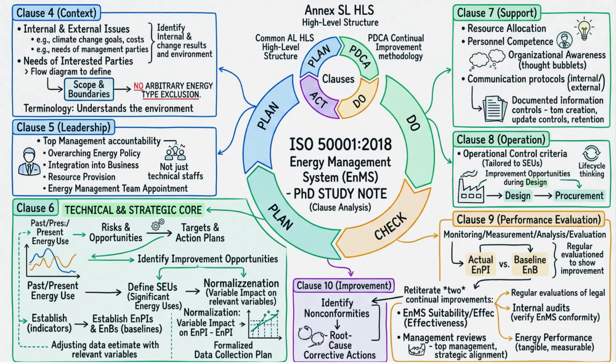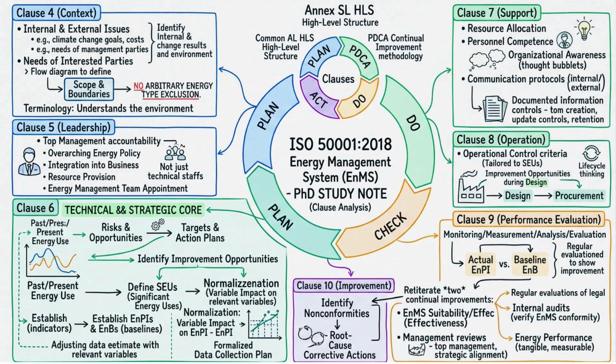Shifting to the right side of the infographic, we cover clause 7, support. This clause ensures the energy management system has the necessary backbone. It includes resource allocation, personnel competence in the form of training and awareness, internal and external communication protocols, and strict controls for documented information, from creation to update and retention. Without these support elements, even the best plans will fail.